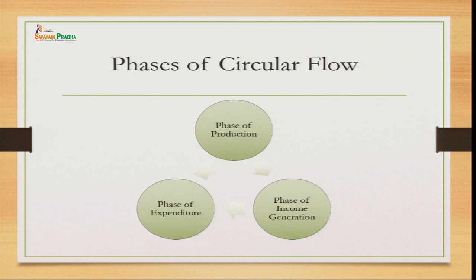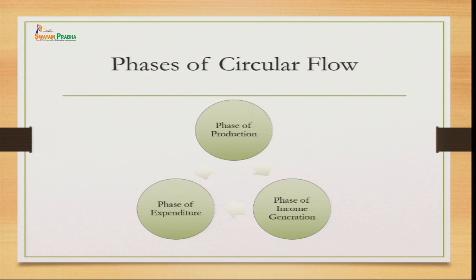And to understand this flow, we have three phases, starting with the production phase, because production starts initially, and this production gives income to the people. Whatever factors we use for production will generate income, and this generation of income will lead to the phase of expenditure, right? Whatever expenditure you do, you do with the income, and again this expenditure will lead further to the phase of production, because that demands more goods and services.